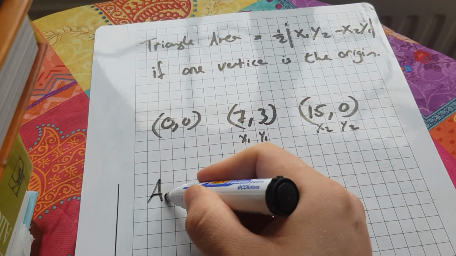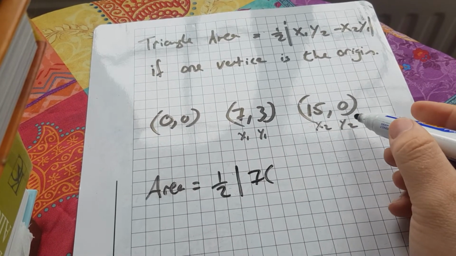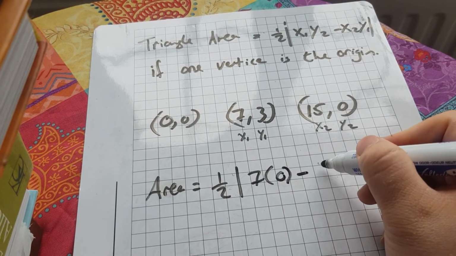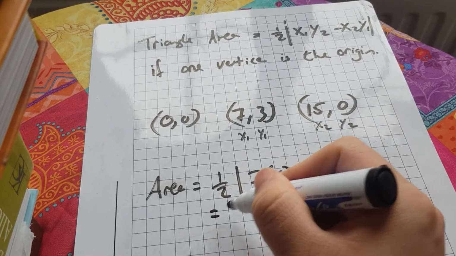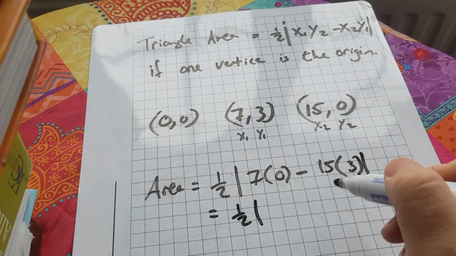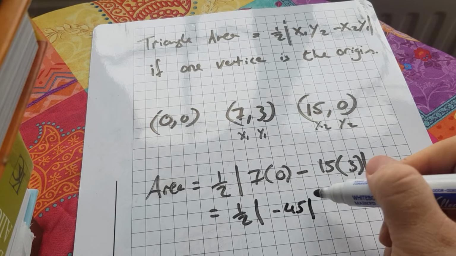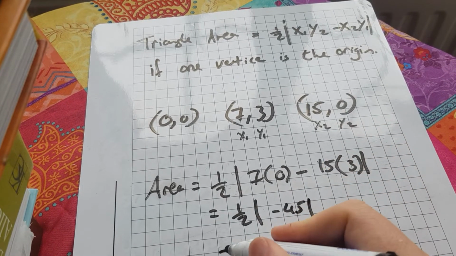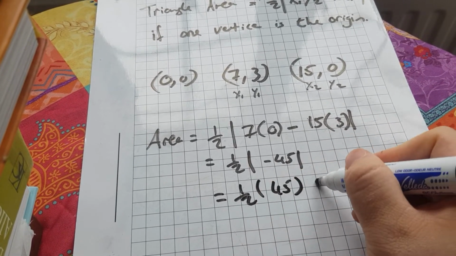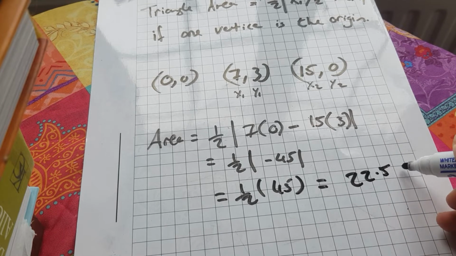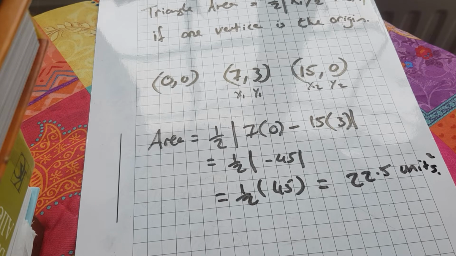So area is a half times x1, 7, times y2, 0, minus x2, 15, times y1, 3, which is a half times minus 45. Now, because it's a modulus, I just take the positive value. So it's a half of 45, which is 22.5 square units. Okay, square units.